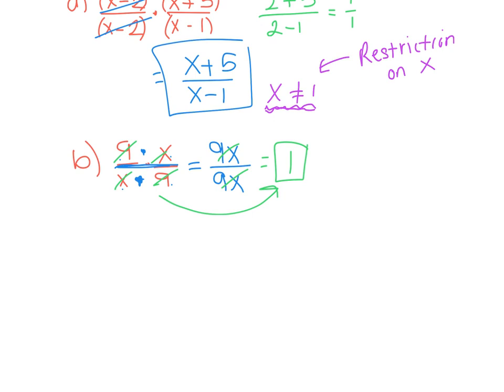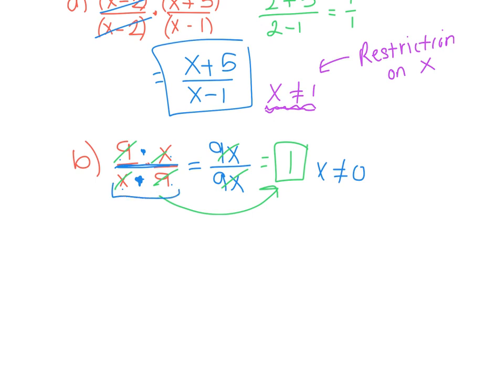And before I move on, it's also worth stating that restriction, because even though my answer simplifies to 1, I still had x in the denominator at some point. So even though there's no x in the denominator here, we still need to state that x cannot be 0, because that's a restriction on our original expression here.